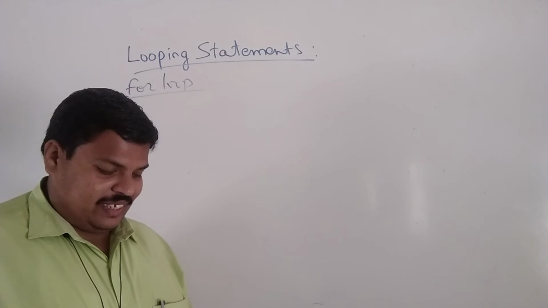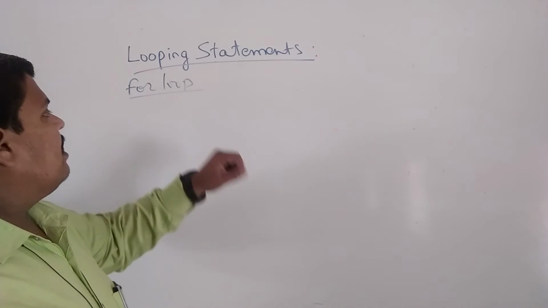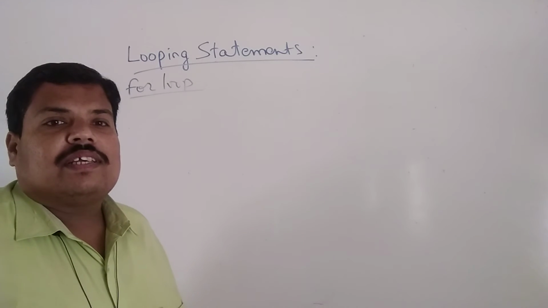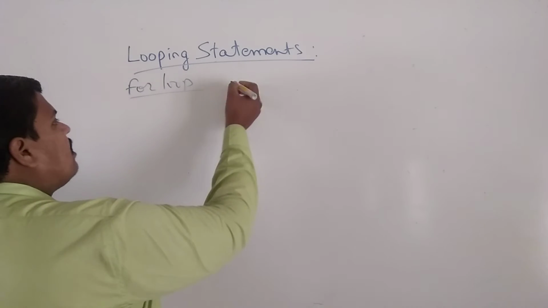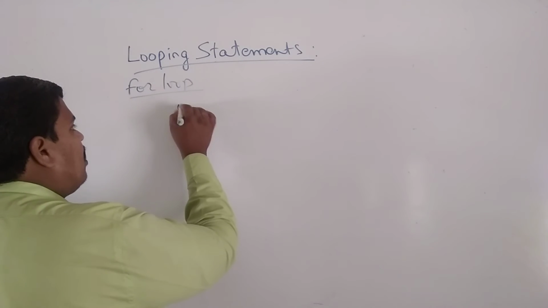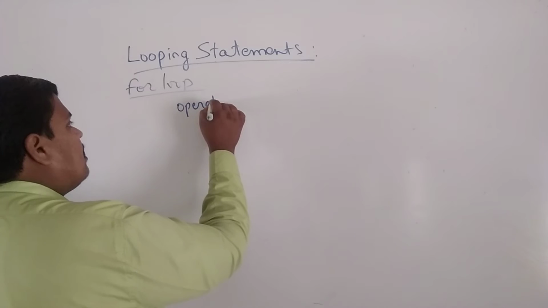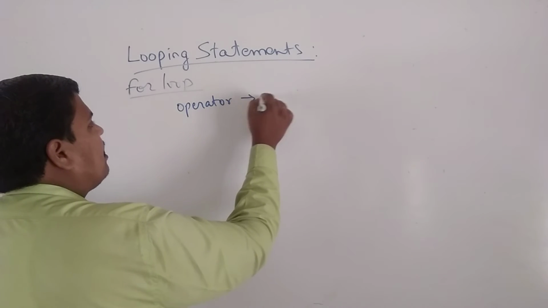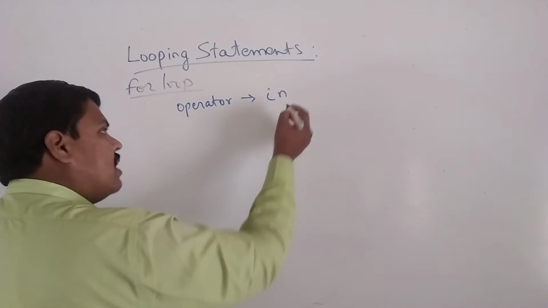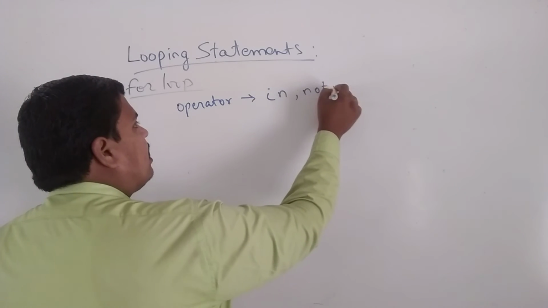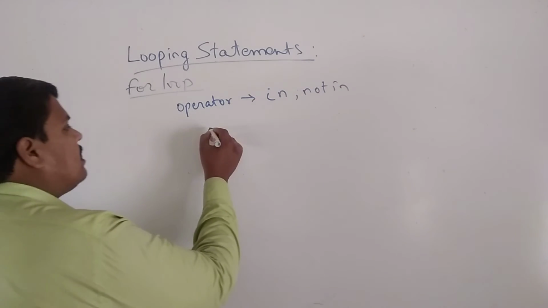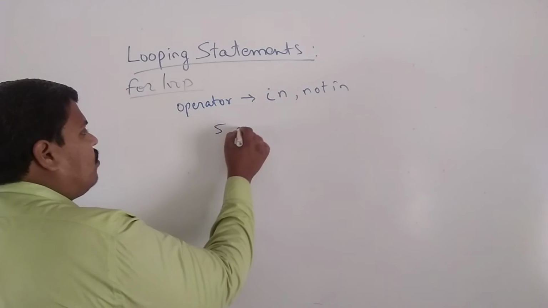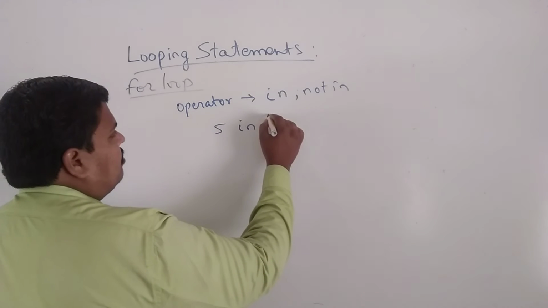Variable. Yes, for variable. Now for that we also require an operator. There is one operator known as, yes, what operator? In. There is another operator known as not in. An example you can see is like this. For example, 5 in, there is a list given.